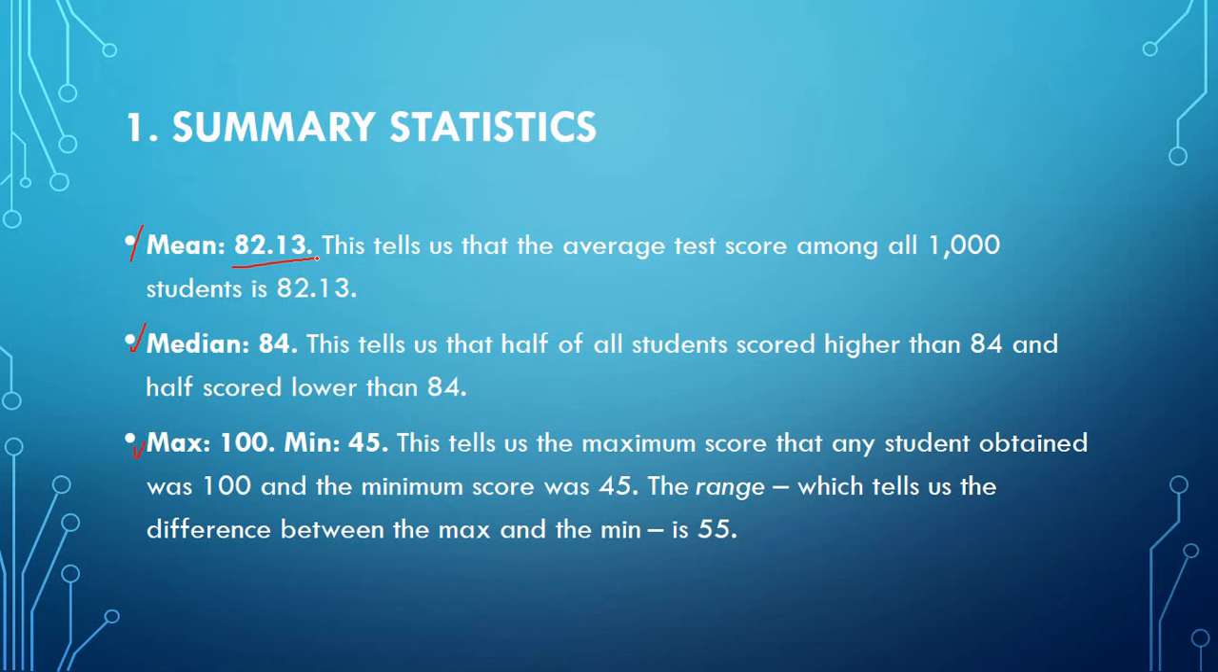What does that value actually tell? Out of general exams, 100 marks. From 100 marks, 82.13. What 82.13 actually tells me is the average test score among all 1000 students, which means 82.13 is the average score of the 1000 students.